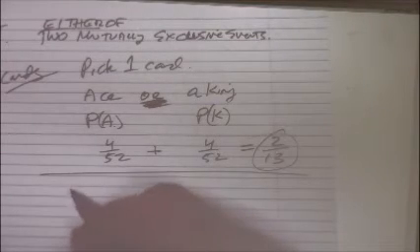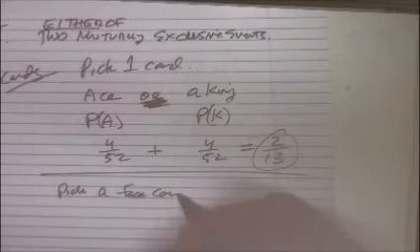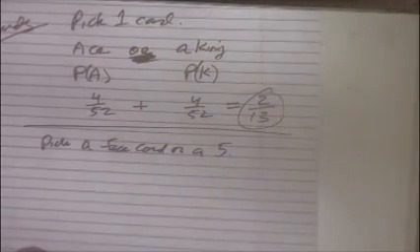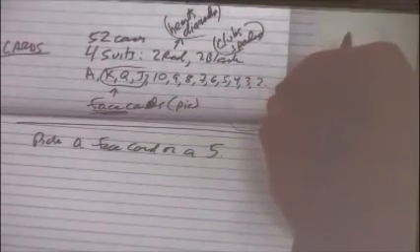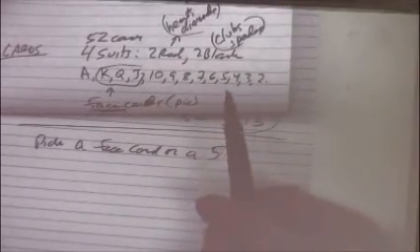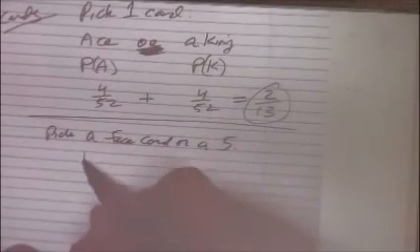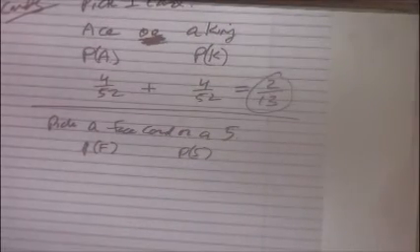Now, here's another one. Pick a face card or a 5. Just like this one, go ahead and figure that out yourself right now. Remember how many face cards there are. And then figure out what's the probability of getting a face card or getting a 5. Doesn't matter which suit here. Just a matter of those. So remember what it is to get those. So figure out what those are and add them up.